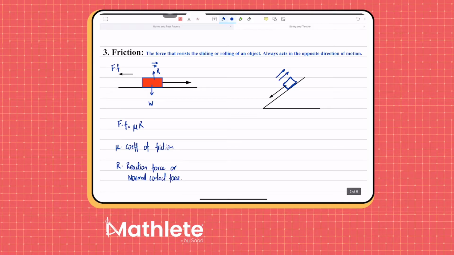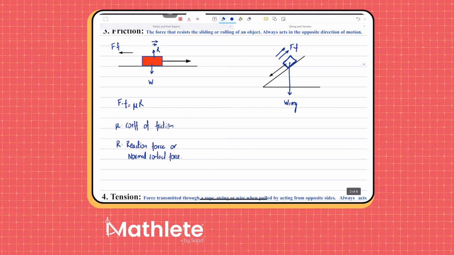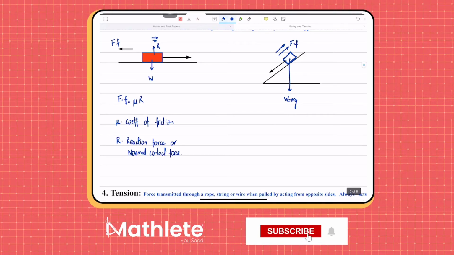Opposite, then the frictional force must be acting in this direction. Remember, this is the weight component, W equals mg. Later on we'll learn how to find the component which is parallel to the plane and perpendicular to the plane. So, a couple of key points here.